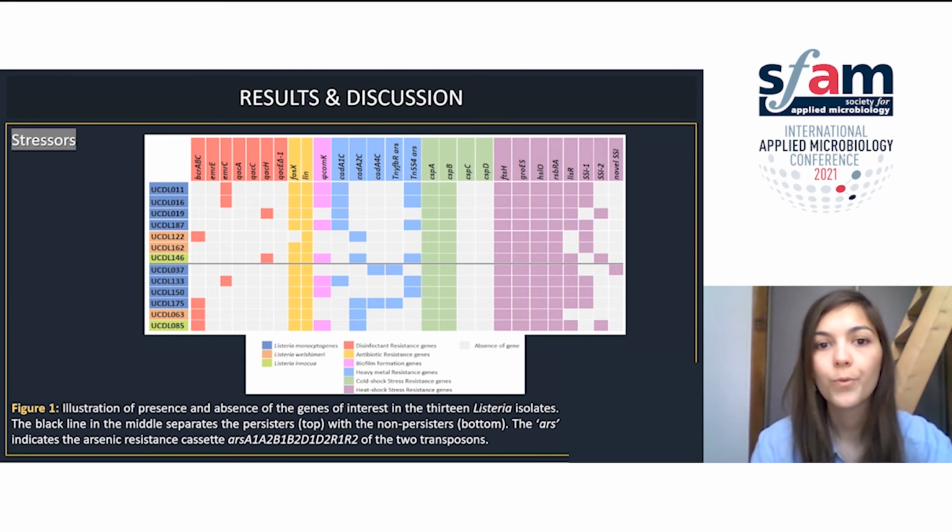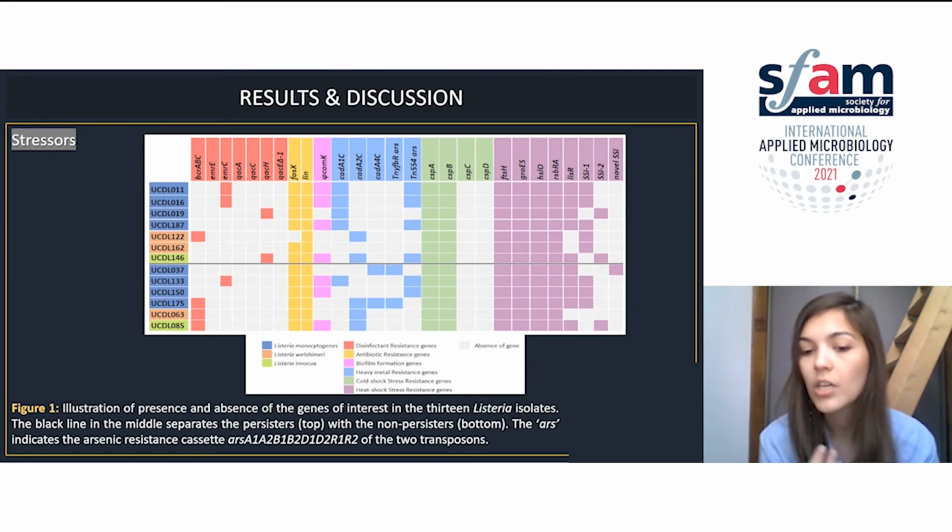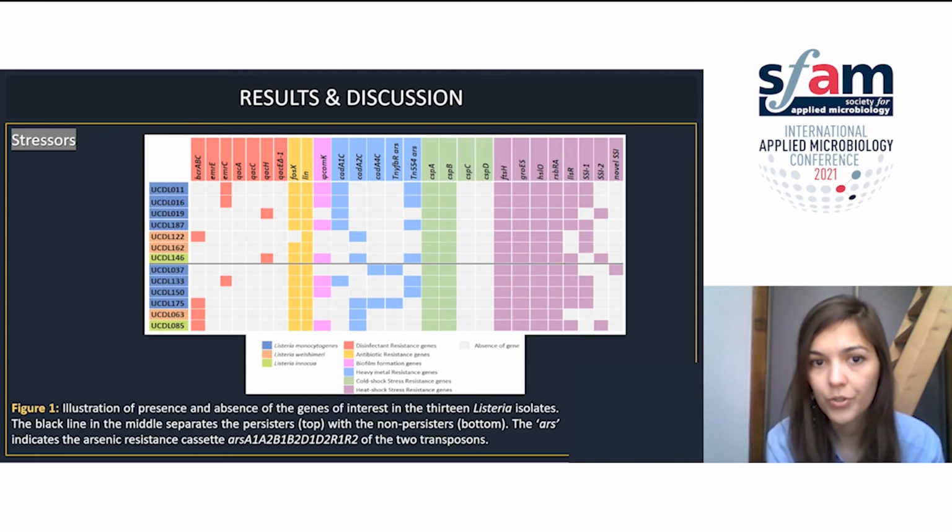So, in the following slides, the most important of our findings will be presented. Figure 1 is a heat map presenting the data of the presence and absence of a number of genetic markers related to some of the key stressors that we looked at in our study. These are, for example, the disinfectants, antibiotic resistance, heavy metal resistance, as well as temperature conditions.